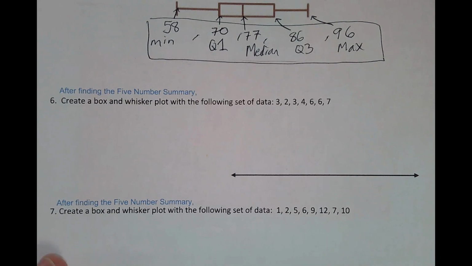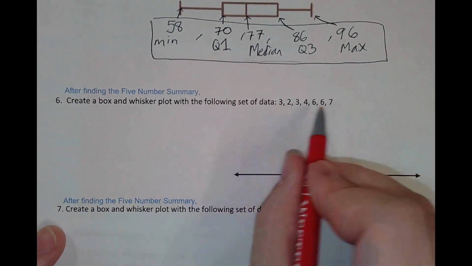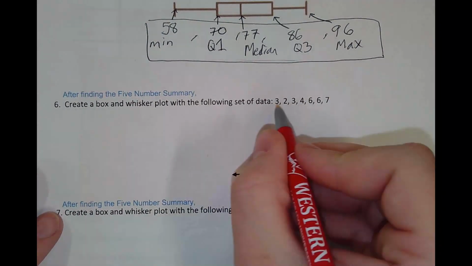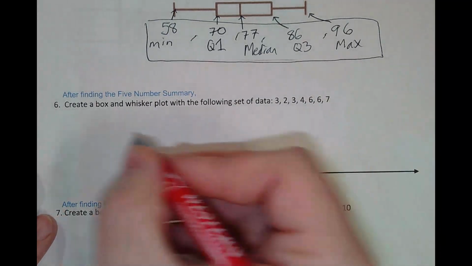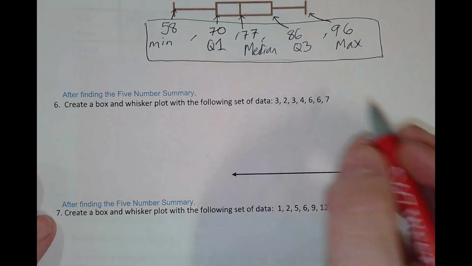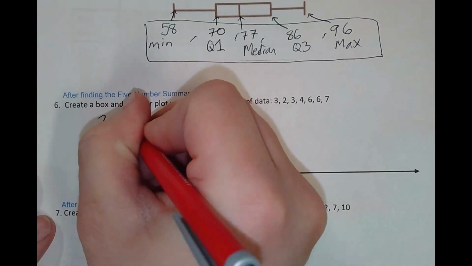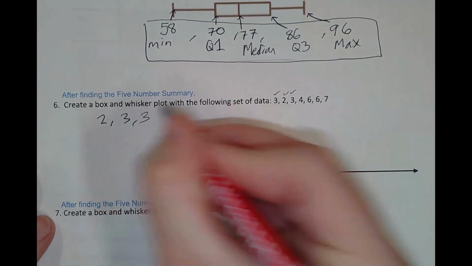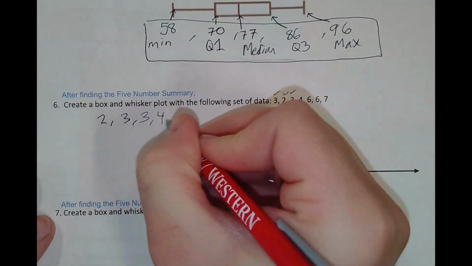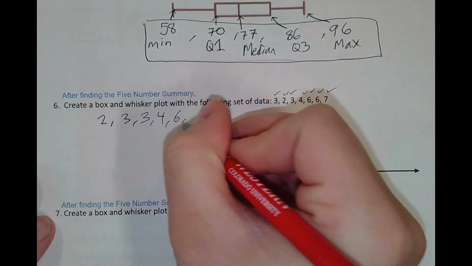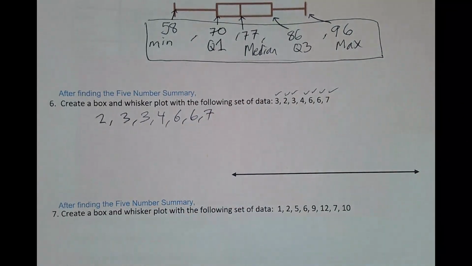Next up, number 6, we are going to find the 5-number summary of these data points right here. Our first step is to order them from least to greatest. So what I want to do is order these data points from least to greatest. So I'm going to get 2, 3. It's a good idea to put check marks on them so you don't miss any numbers. 2, 3, 3, 4, 6, 6, 7.